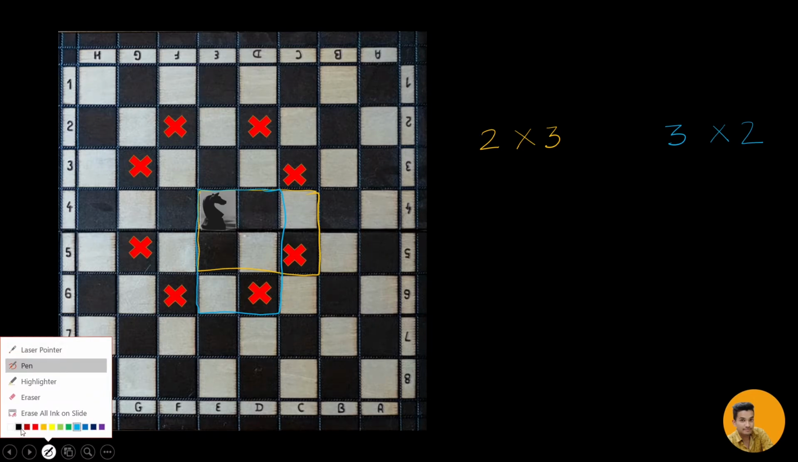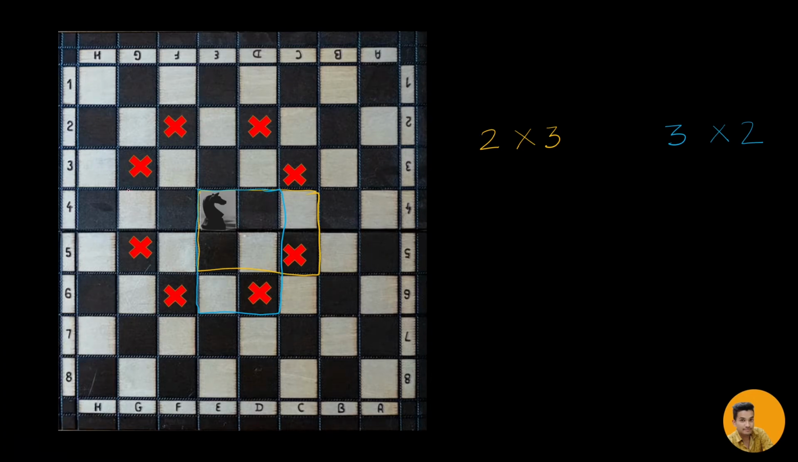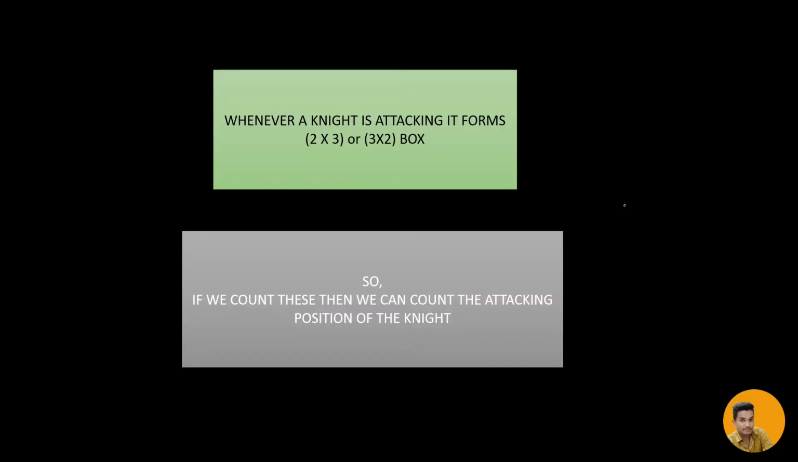This same analogy. So if I see this, this is also 2 rows 3 columns and 3 rows 2 columns. So we see whenever a knight is attacking, it is forming either 2 cross 3 or 3 cross 2 boxes. Alright, let's move forward. Whenever a knight is attacking, it forms 2 cross 3 or 3 cross 2 boxes.